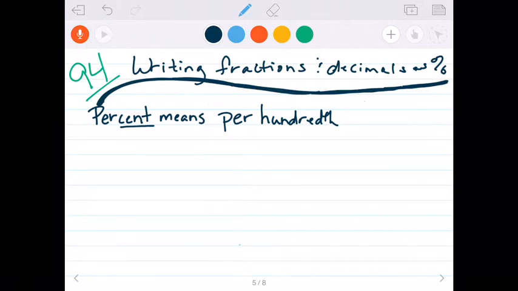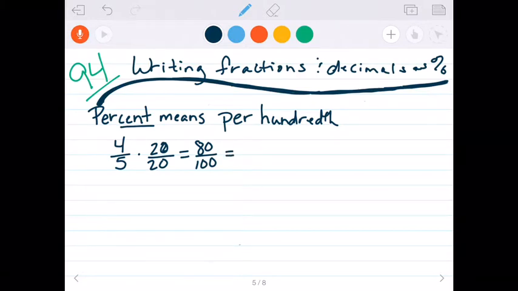And that's why in previous lessons, when we talked about this, we had something like 4/5. We changed it by multiplying by 20 over 20 to get 80 per hundredth. And we said, okay, so since we have it in that form, we can say 80%. However, in this lesson, we are going to be doing percents that don't work quite as easily and quite as simple as those in the previous lesson.